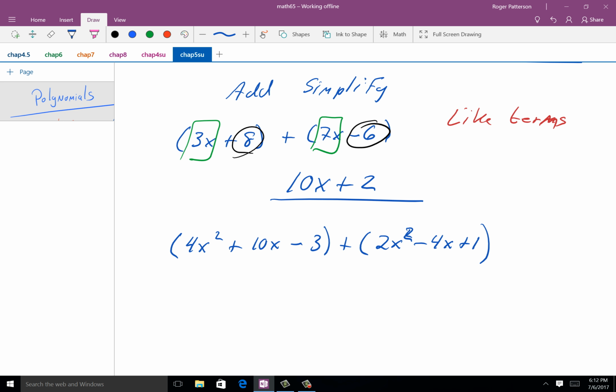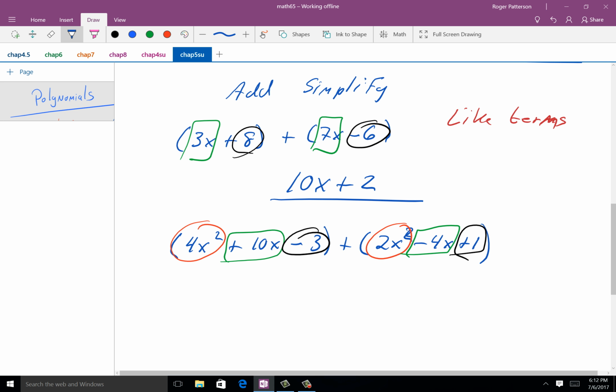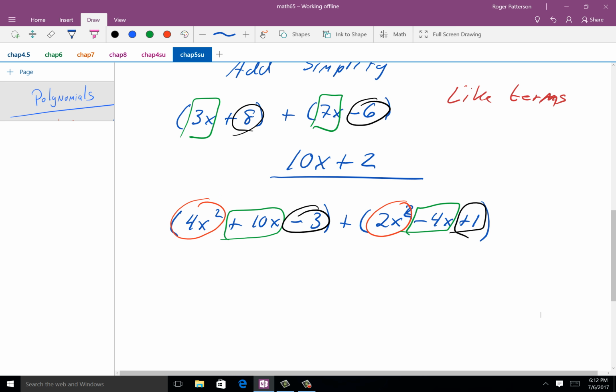Okay, so again here we're looking for the like terms. So I'm just going to go here and kind of combine those. I'm going to try to do them in different colors so you can see the difference here. So we have 4x squared plus 2x squared. So I'm going to combine that, get 6x squared.